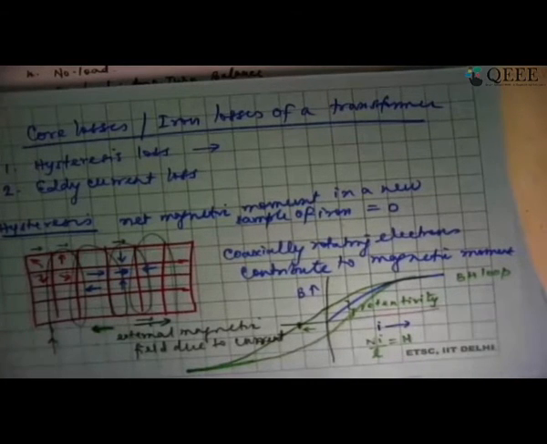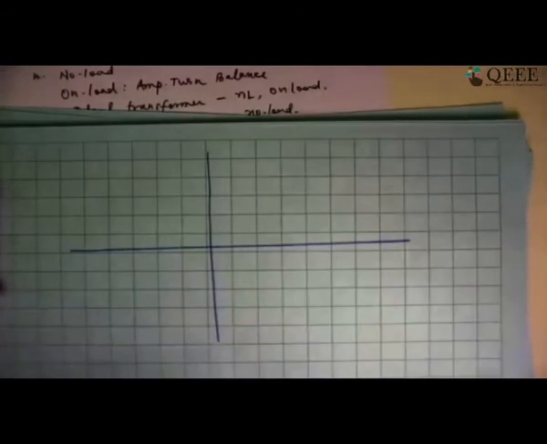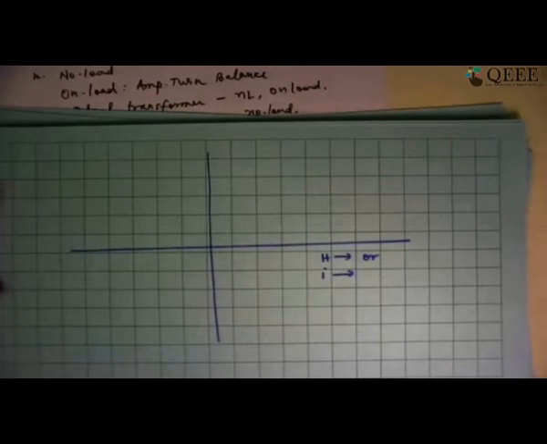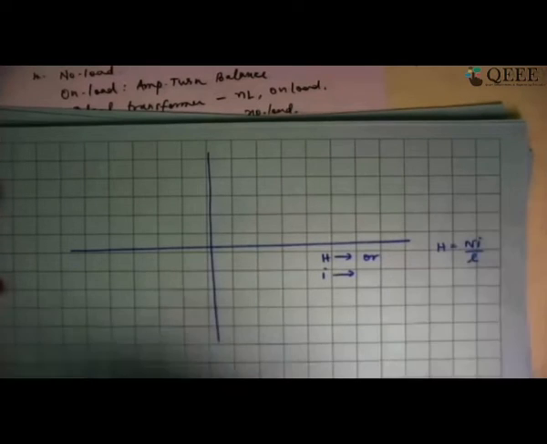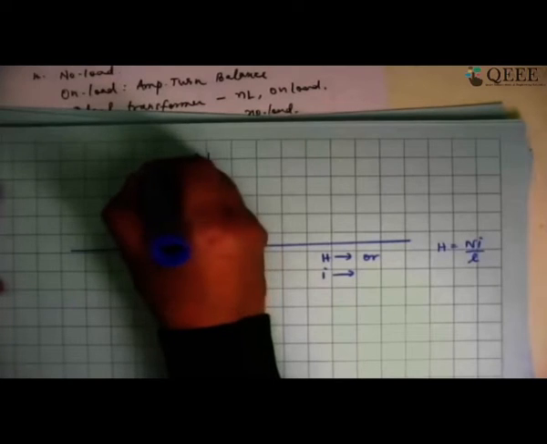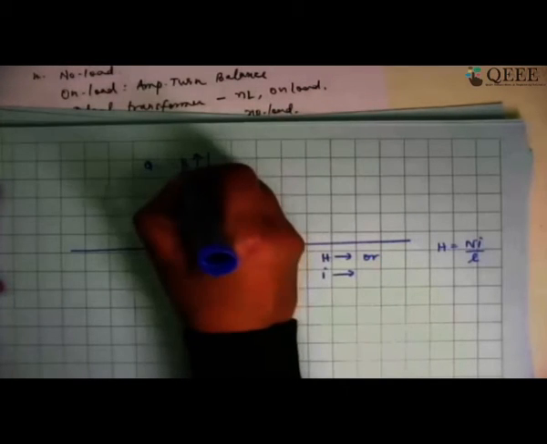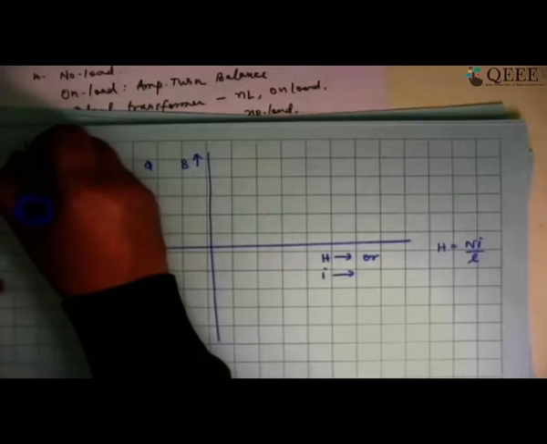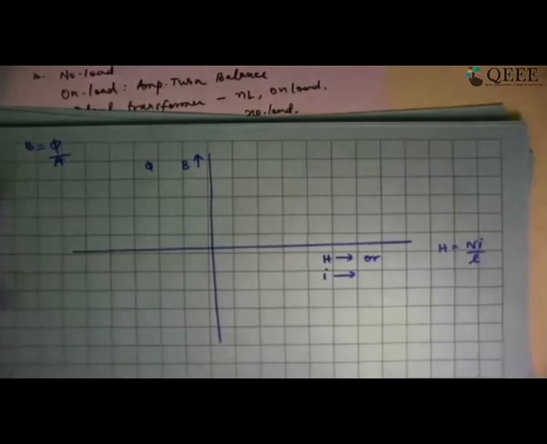So let me redraw this hysteresis loop once again. I am going to have, on the x-axis, H or I, the current or magnetic field intensity. H is equal to Ni by L. And here it is going to be B or flux. B is equal to phi by A, flux divided by area.